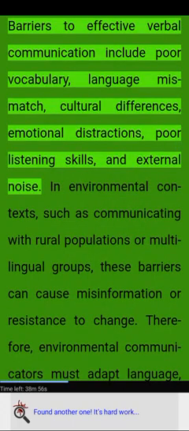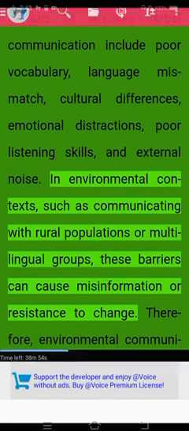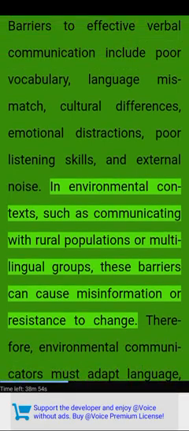Barriers to effective verbal communication include poor vocabulary, language mismatch, cultural differences, emotional distractions, poor listening skills, and external noise. In environmental contexts, such as communicating with rural populations or multilingual groups, these barriers can cause misinformation or resistance to change.